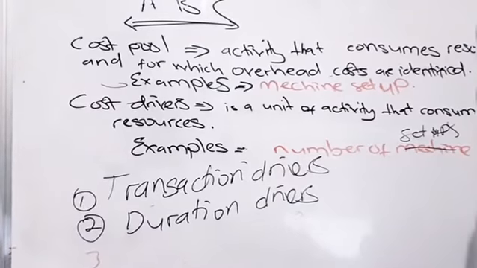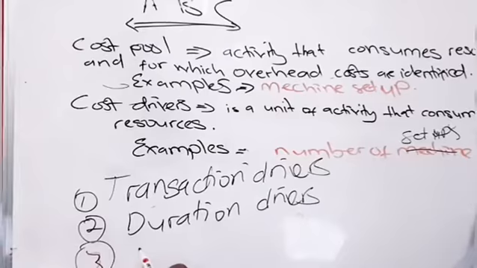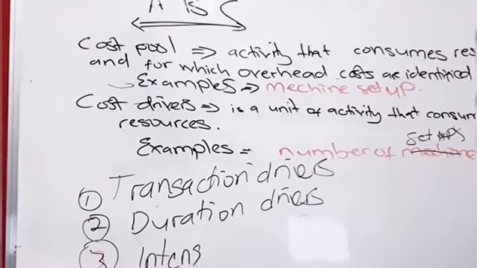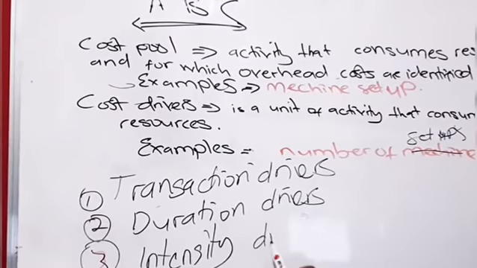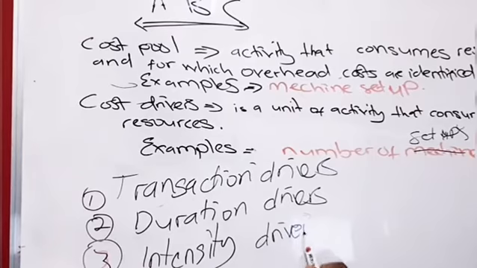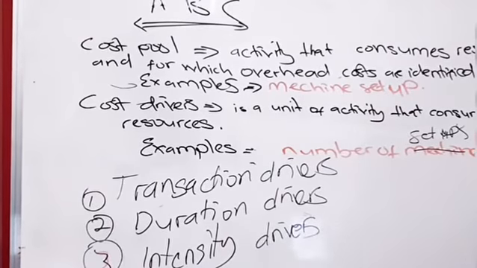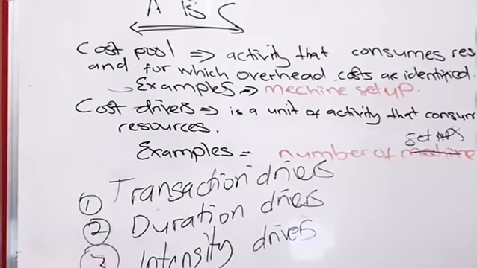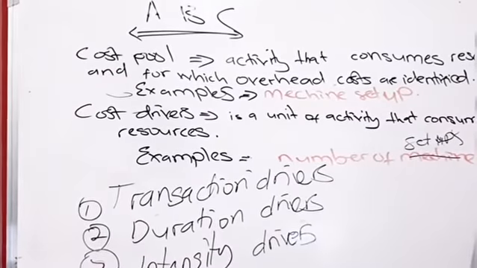One of the last ones, the third one, is intensity drivers, okay? All right. So on this one, as you know, some of the orders or some of the activities may require more labor or more time than other activities. Okay, you look at the textbook, they give an example there.